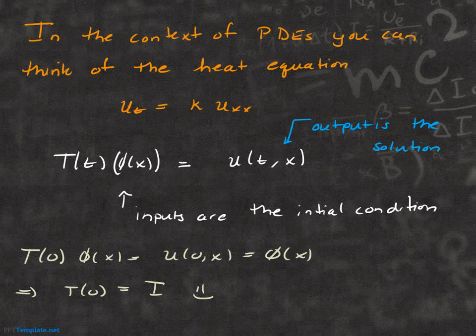Check it out. Property 1: T at 0 is u at 0, which is the initial condition. So T of phi is equal to phi. It satisfies the property of being the identity at t equals 0. Pretty cool?